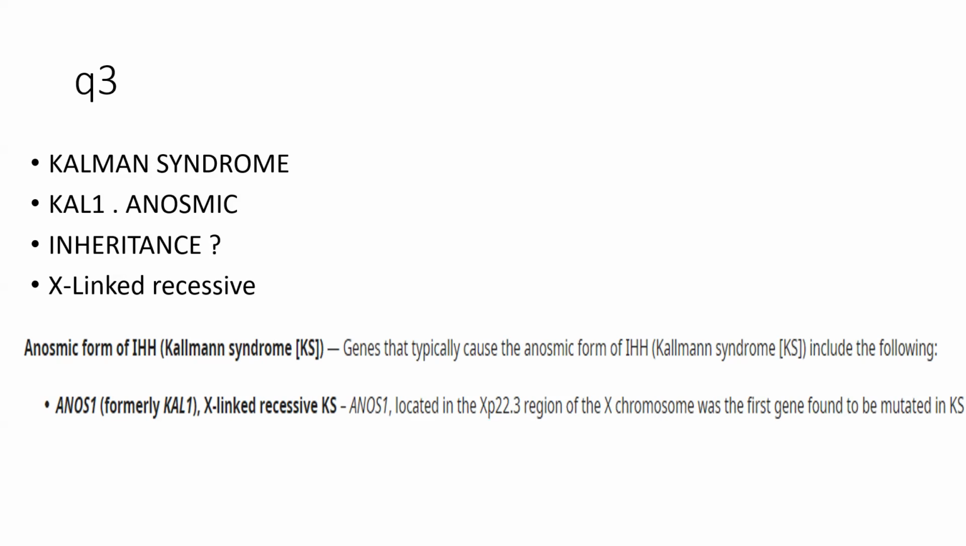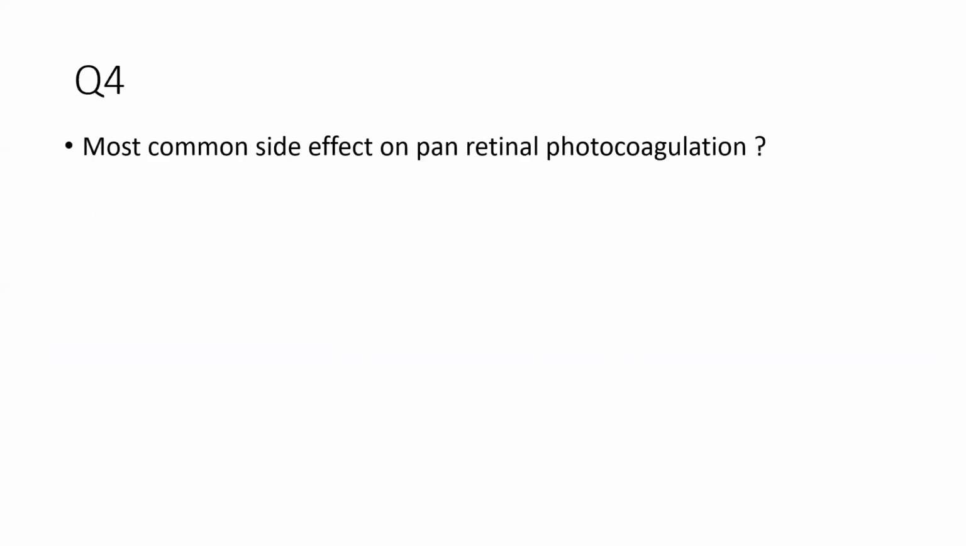It typically causes the anosmic form of IHH, which includes the specific gene ANOS1, formerly called KAL1. It is an X-linked recessive form, located in the Xp22.3 region of the X chromosome. This was the first gene found to be mutated in Kallmann syndrome and very commonly asked in the exams previously. Again, I have a detailed session on Kallmann syndrome, so you can always go to that lecture and see in detail the inheritance as well as the different genetic forms of Kallmann syndrome.